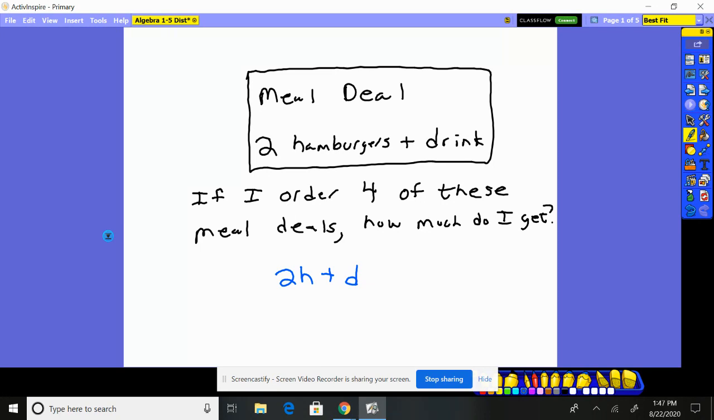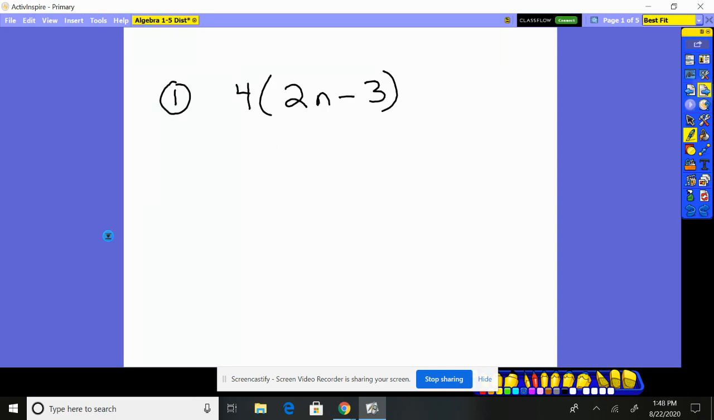Now, we're getting four of that meal deal. So I'm taking that whole thing and I'm going to multiply by four. I'm going to get four of each of those items. This is an example of distributing the four through to each piece. 4 times 2 hamburgers means we'll have 8 hamburgers plus one drink. Well, if you get 4 orders of that, that's 4 drinks. So we're distributing through.